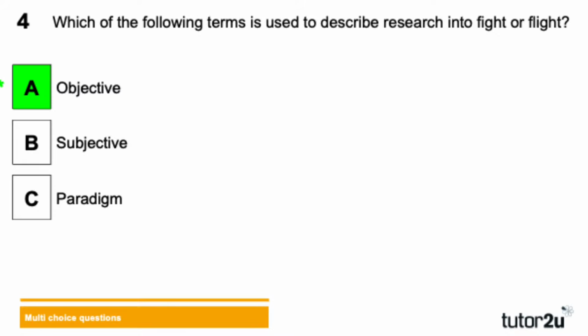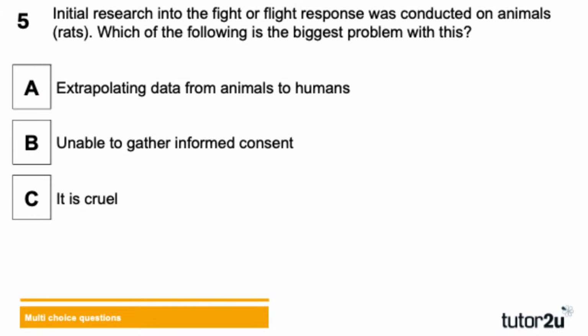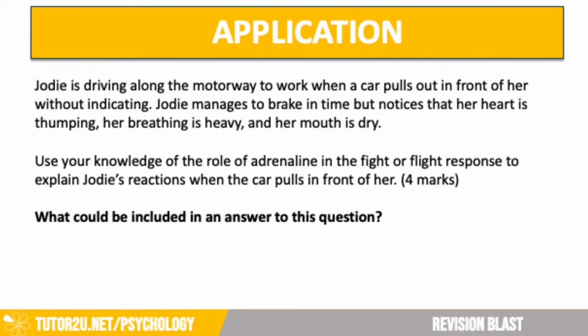So let's have a look at our last one then here. Initial research into the fight or flight response was conducted on animals. Which of the following is the biggest problem with this? Yeah, excellent. So I think we've got a resounding A there so far. Yeah, absolutely. Extrapolating data from animals to humans can be quite tricky, and there can be generalization problems there. Yeah, well done, everybody. So we're going to have a look at an A02 question next.